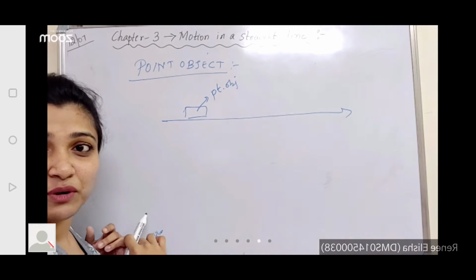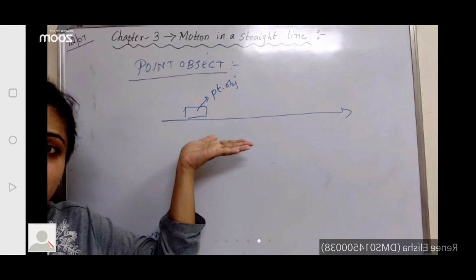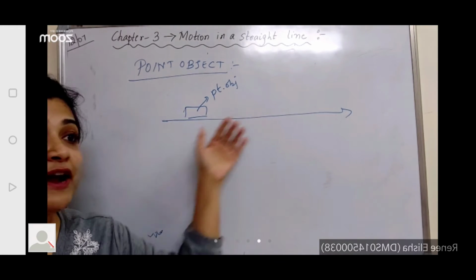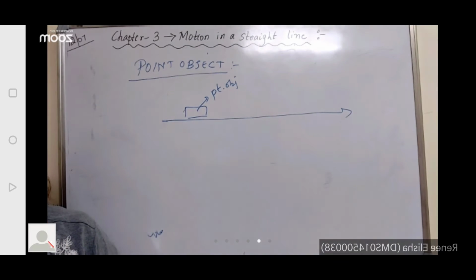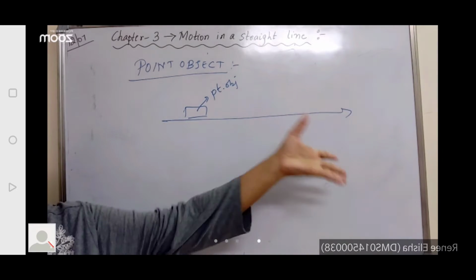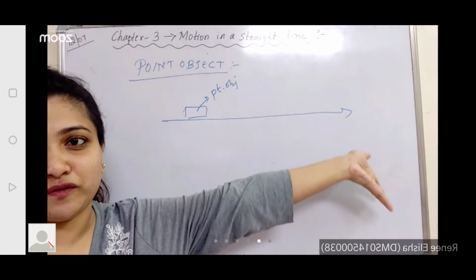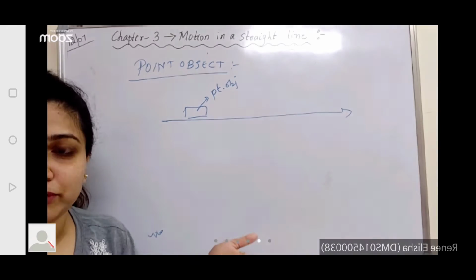Clear? Understood what is a point object? A point object is nothing but an object which is much smaller compared to the other distance that it is traveling. Or not only distance, I can say the size of the object is much smaller than the distance it moves in a reasonable duration of time. Then I say that it is called a point object.